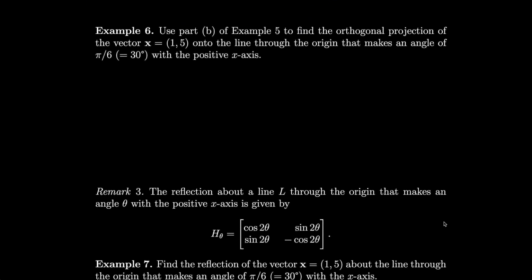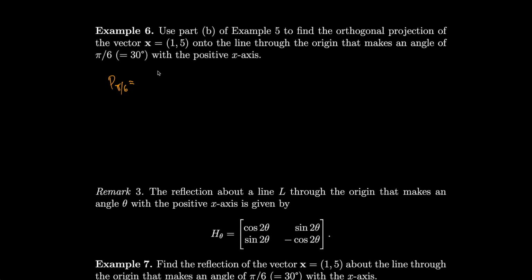See, I told you it was important. We're going to use it right now. How about we use part B of example 5 to find the orthogonal projection of the vector x equals (1, 5) onto the line through the origin that makes an angle of pi over 6, 30 degrees, with the positive x-axis. So that's P of pi over 6.